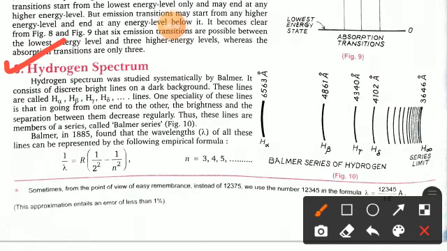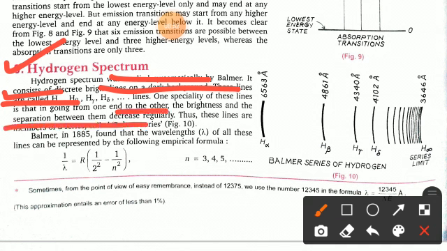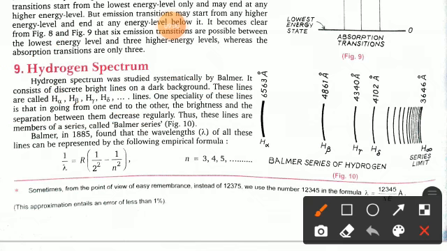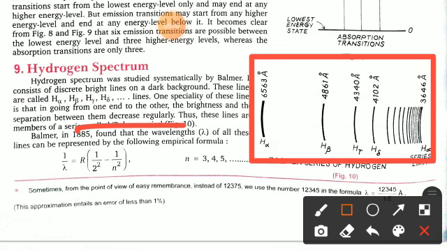The hydrogen spectrum was studied systematically by Balmer and consists of discrete bright lines on a dark background. These lines are called H alpha, H beta, H gamma and H delta. One special feature of these lines is that in going from one end to the other, the brightness and the separation between them decrease regularly. So the lines are members of a series. This is called the Balmer series. You can see here the different frequencies and wavelengths given. Fine, this is the hydrogen spectrum.